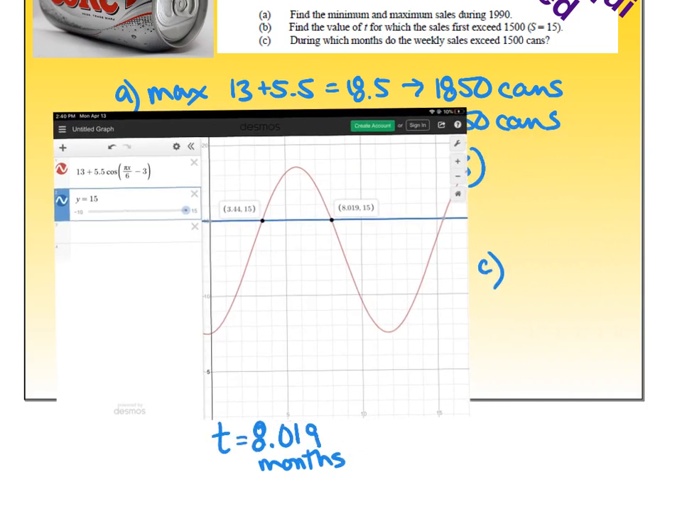You can see the two places where my graph is above the line y equals 15 is here. So I'm going to make an inequality, and I'm going to say that 3.44, so after almost 3.5 months, it's above 1,500, and then it stays there until 8.019, or a little over 8 months. So every cycle, that's how long it's going to stay above 1,500 cans.